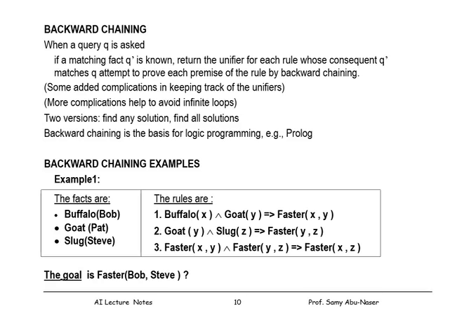Okay, the other inference method is called backward chaining. When a query Q is asked, if a matching fact Q is known, return the unifier. For each rule whose consequent matches Q, attempt to prove each premise of the rule by backward chaining. Some added complications are in keeping track of the unifiers. More complication is needed to avoid infinite loops.